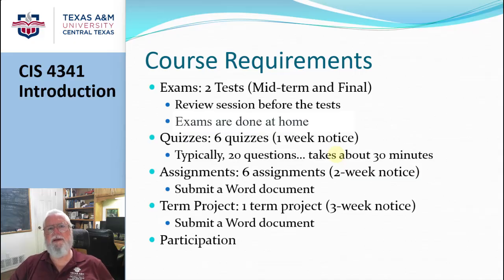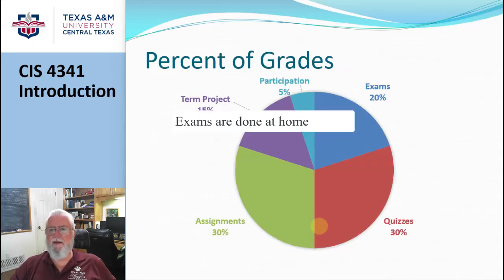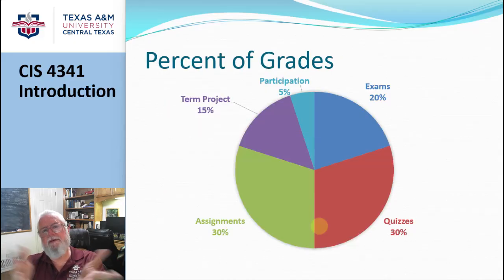There's a participation score. Participation is based upon a thing called a syllabus quiz I mentioned briefly, journals, which we haven't talked about at all yet, and then whether or not you've been keeping up with your assignments. Okay, so here's how the percent of grades are. There's 2 exams, so 10% each. 6 quizzes, 5% each. 6 assignments, 5% each. The term project is a whopping 15%. Yeah, that's a lot. That's a 1.5 letter grade.